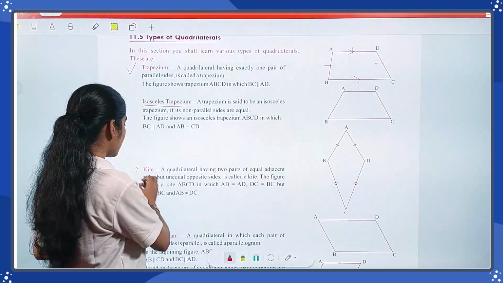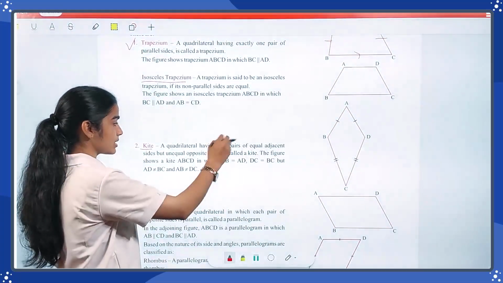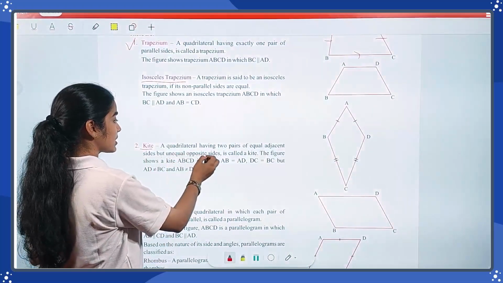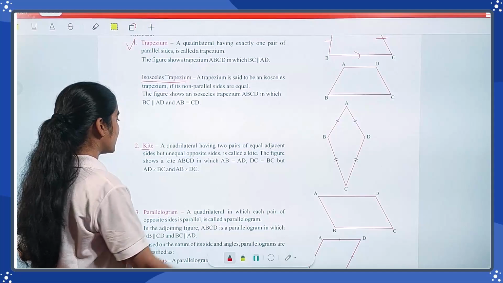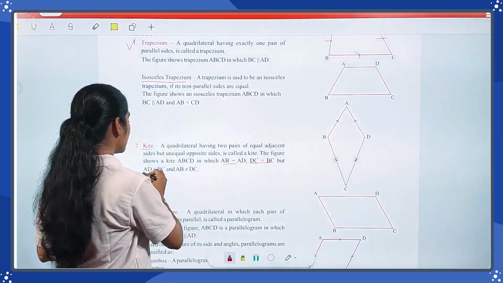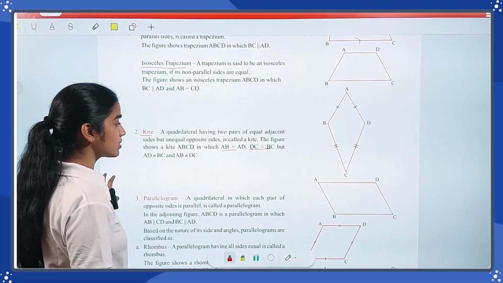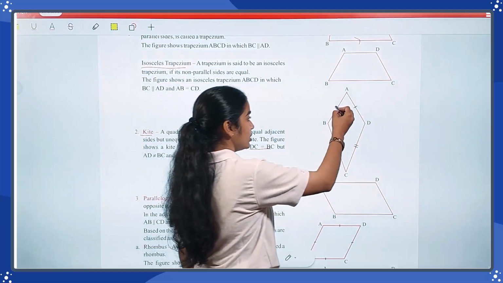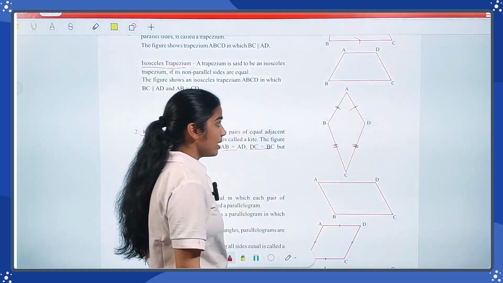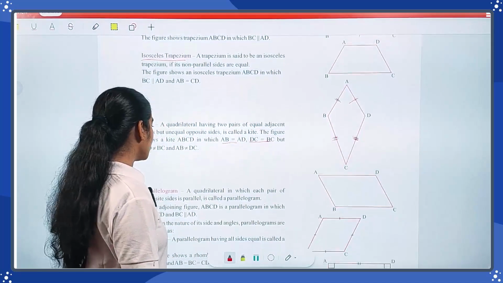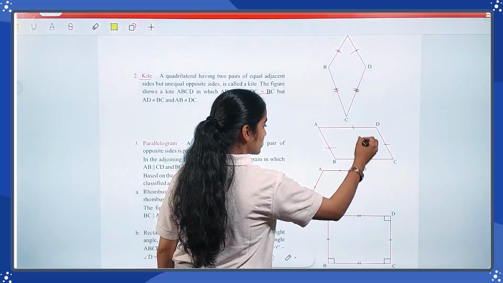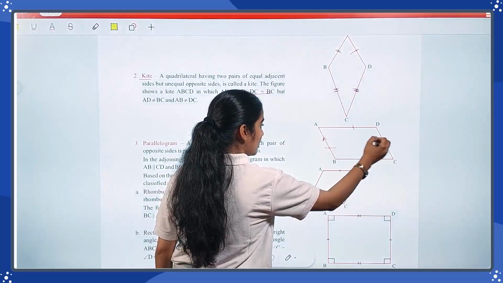Okay. Next we have the kite. A quadrilateral having two pairs of equal adjacent sides but unequal opposite sides is called a kite. The figure shows a kite ABCD in which AB is equal to AD, DC is equal to BC, but AD is not equal to BC and AB is not equal to DC. It means only adjacent sides are equal to each other, but AB and BC are not equal to each other. Now parallelogram: opposite sides are equal to each other and opposite sides are parallel to each other.